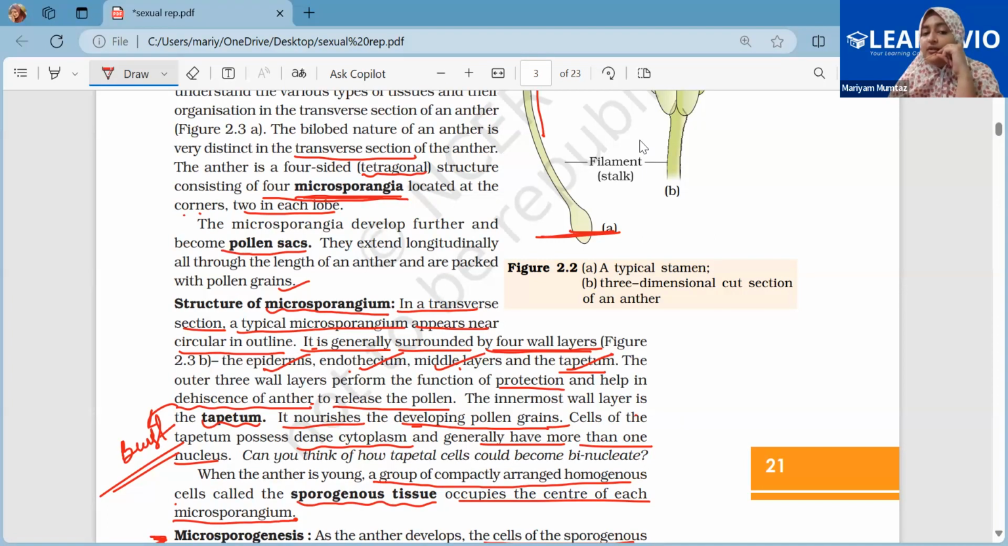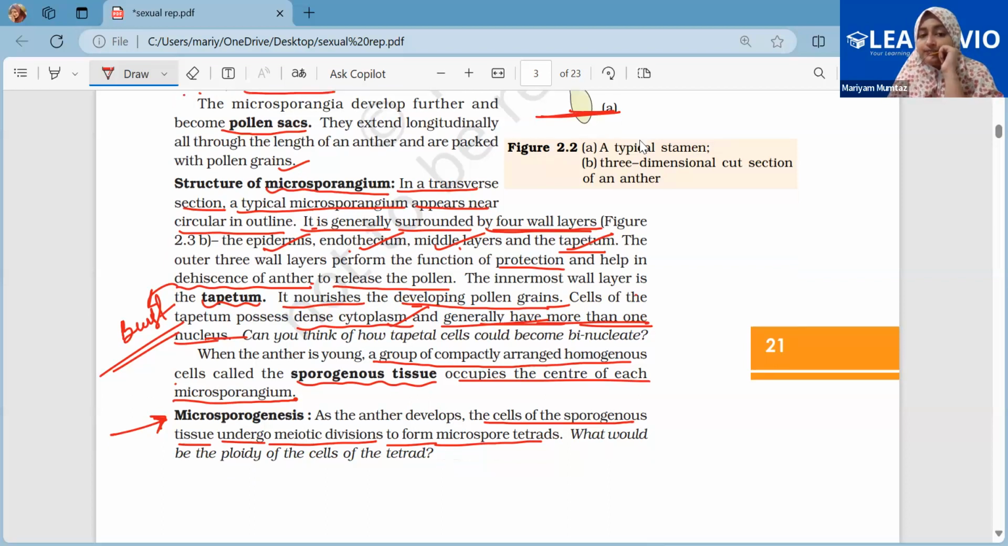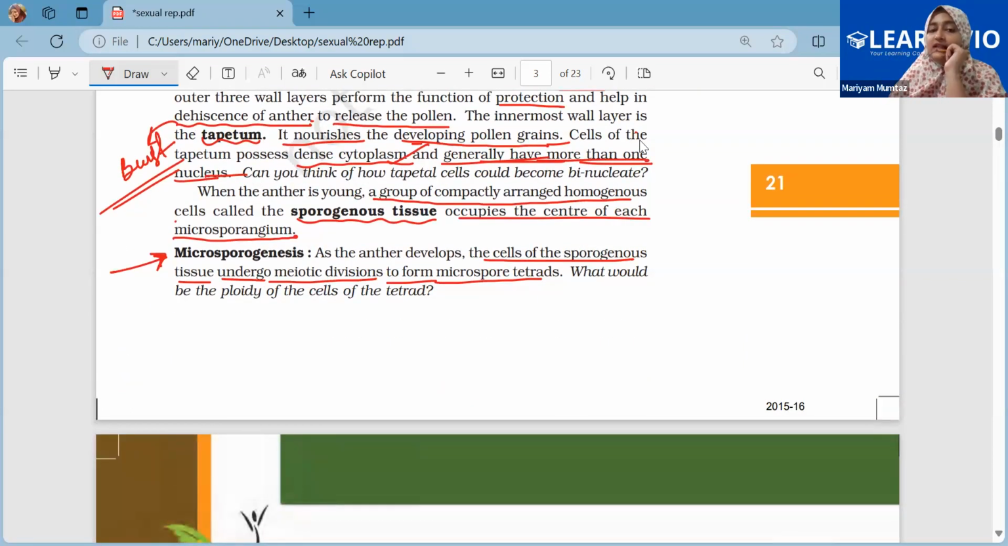The cells of the tapetum possess dense cytoplasm and generally have more than one nucleus. Normally, one cell contains one nucleus, right? But the cells of the tapetum contain more than one nucleus. Now, when the anther is young, a group of compactly arranged homogeneous cells called the sporogenous tissue occupies the center of the microsporangium. So the microsporangium, in the middle, has sporogenous tissue.